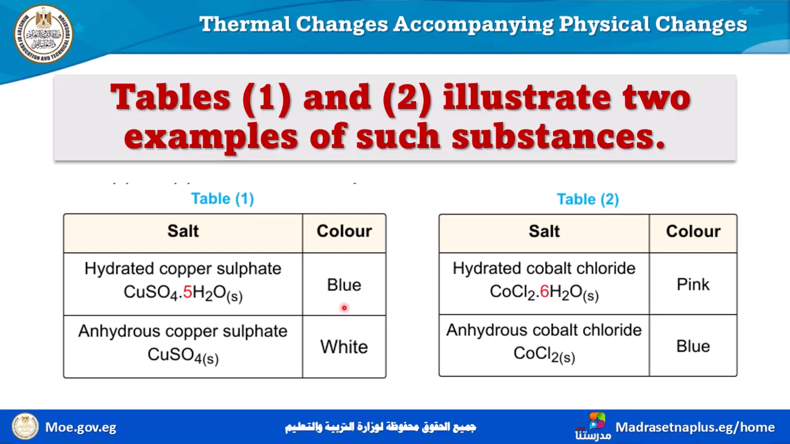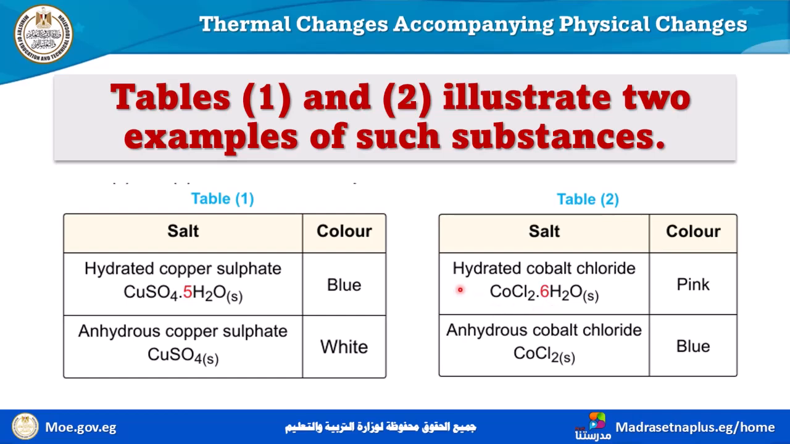And when the blue copper sulfate is heated, it is converted to the anhydrous form of copper sulfate, so it loses the 5 molecules of water and becomes only copper sulfate without any water, and its color changes from blue to white.